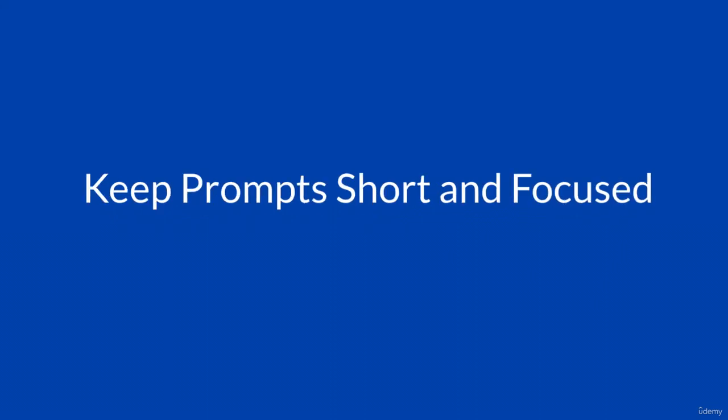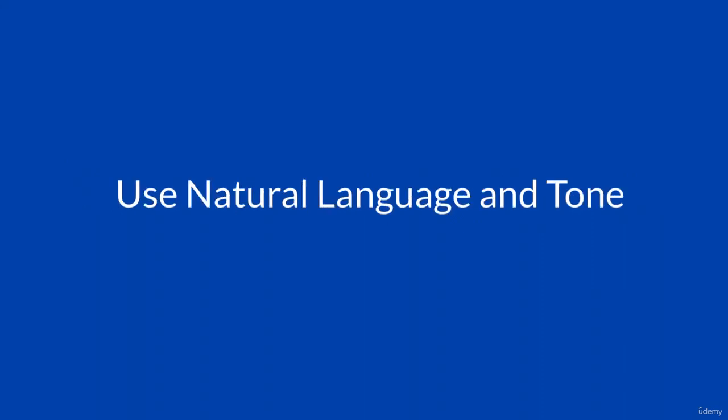The third best practice is to keep your prompts short and focused. Long prompts can confuse the user and lead to less engaging conversation. Focus on asking one question or making one statement at a time, and make sure your prompts are clear and easy to understand. The fourth best practice is to use natural language and tone. ChatGPT is designed to mimic human conversation, so it's essential to use natural language and tone in your prompts. Use conversational language and avoid technical jargon or overly formal language that may confuse or alienate the user.